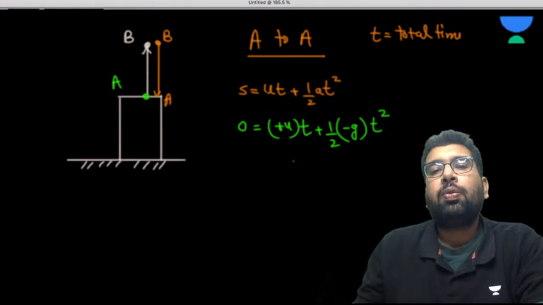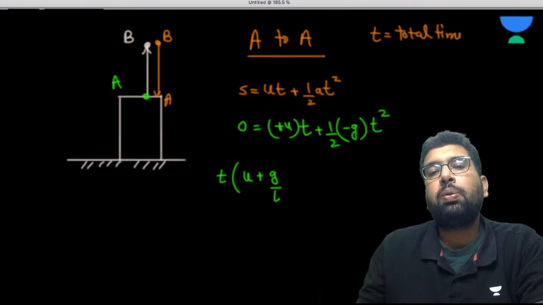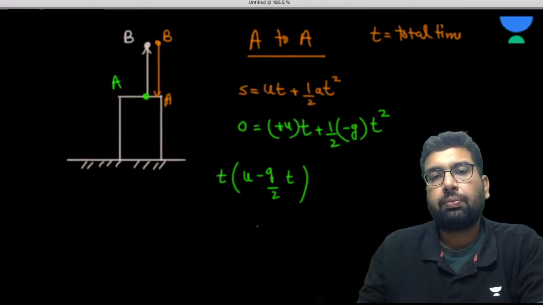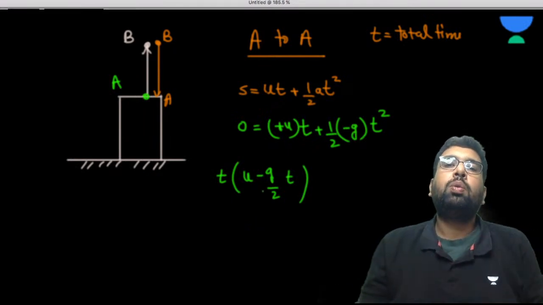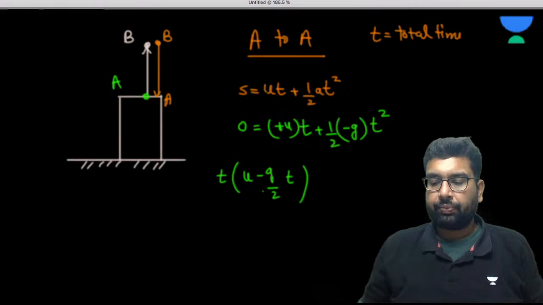Now from this equation, can I write, if I take t as the common, I'll be getting t times u minus g by 2 of this t. Yes or no? Did I miss something? Can I write this way? U minus g by 2 t. Yes or no?